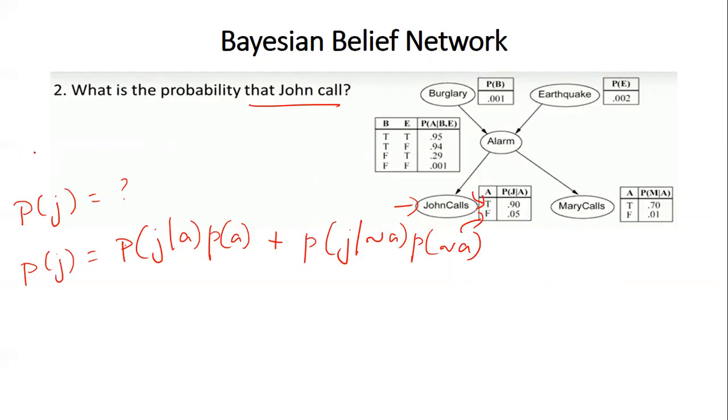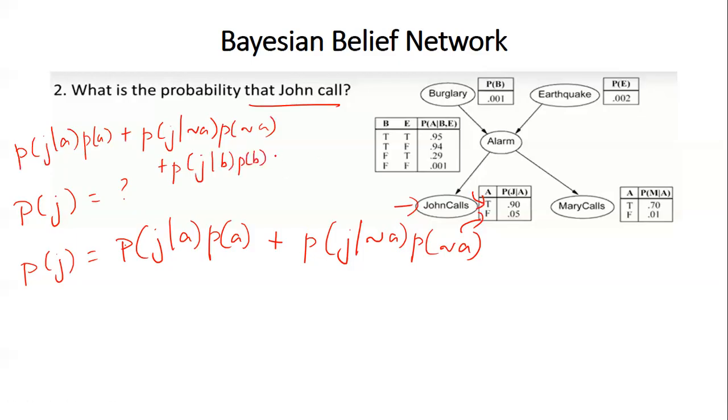Then the equation will become something like this: probability of John calls given A has happened, and what is the probability of A, plus probability of John calls given that A has not happened, and what is the probability that A has not happened, plus probability of John calls given that B has happened, and what is the probability that B has happened, right? And probability of John calls given that B has not happened, and what is the probability that B has not happened, right? So on and so forth.